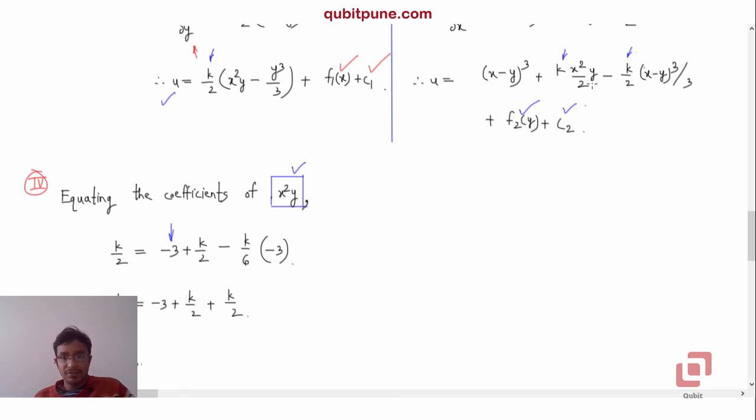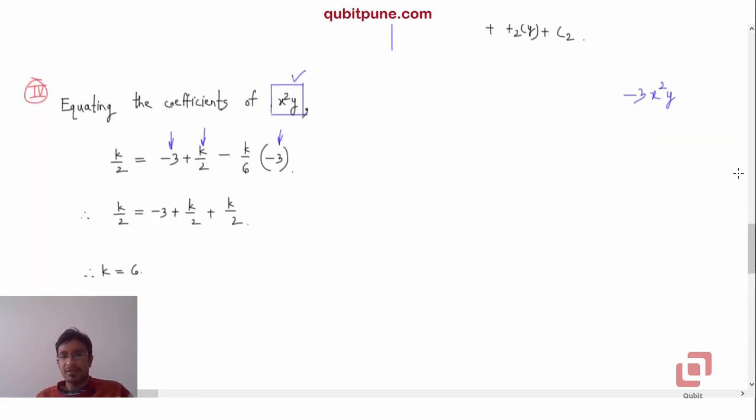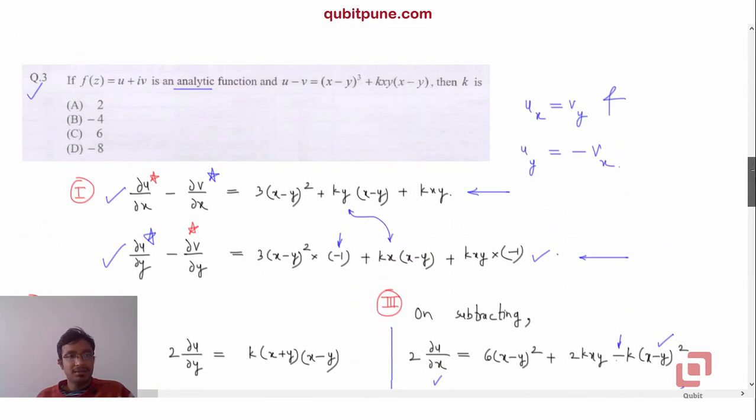Okay, here you do have x squared y directly, so it is k by 2, and when you expand (x minus y) cube, again you're going to get negative 3 x squared y, correct? Yes, so that negative 3 will appear here, and negative k by 6, because of this 2, this 3 and this 2 is already there. So it is negative k by 6 into negative 3. So what you see now is a simple linear equation in k, which if you solve will give you the value of k to be 6. So the option is C, that is k is equal to 6.